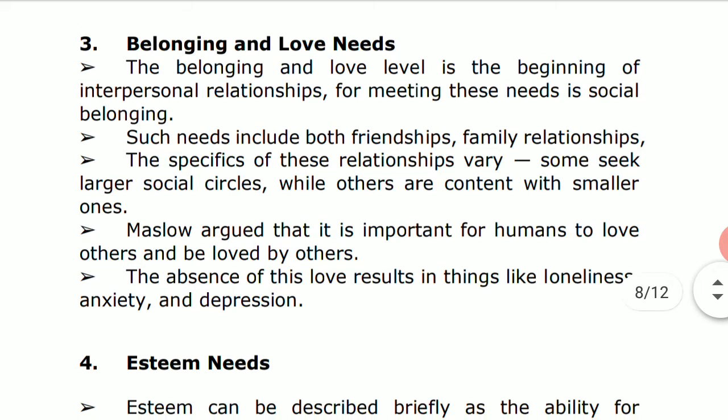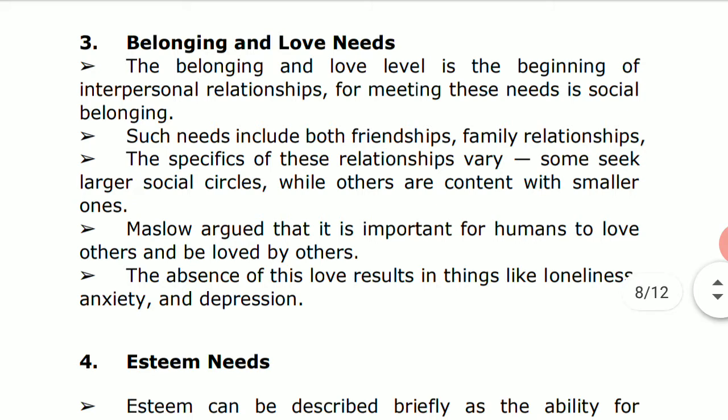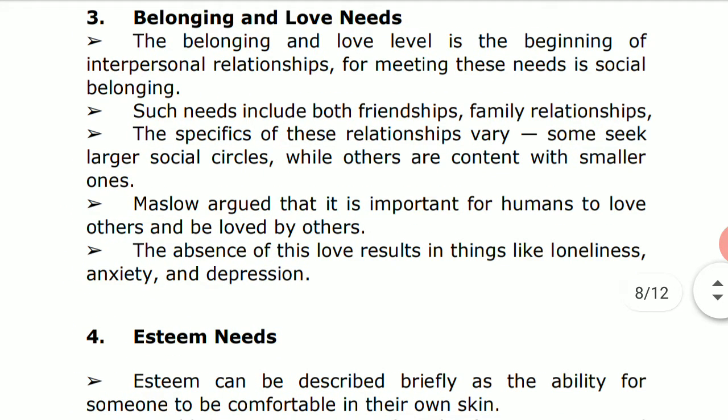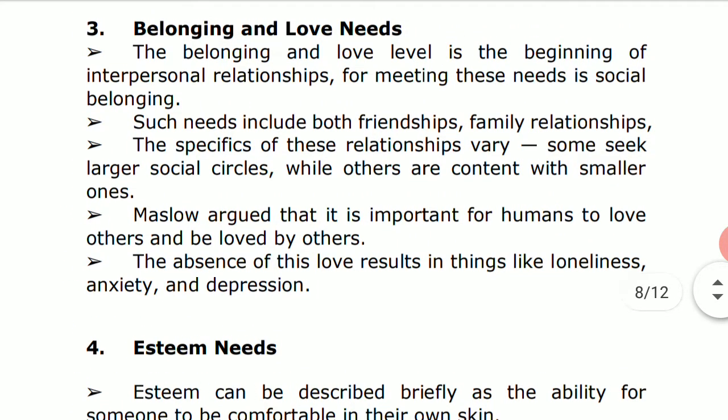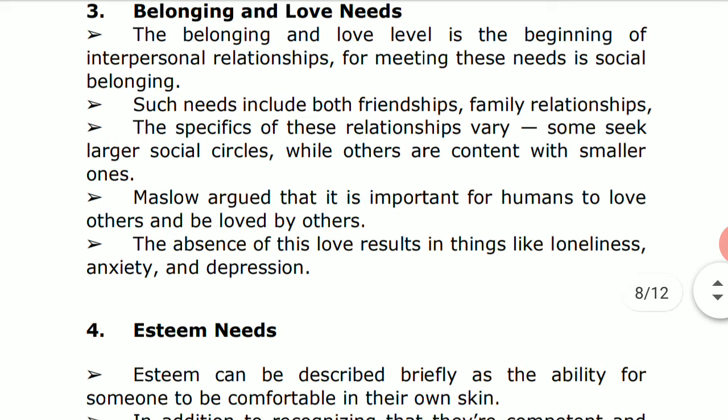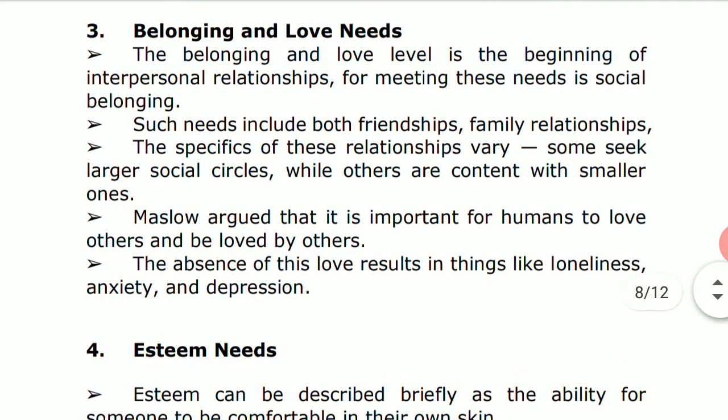Promise that we'll be able to fulfill our biological or maybe the physiological needs, right. The third need arises, that is known as belonging and love needs. Now here the belonging and love level is the beginning of interpersonal relationship. The means for meeting these needs is social belonging.